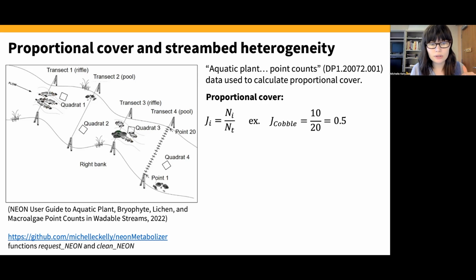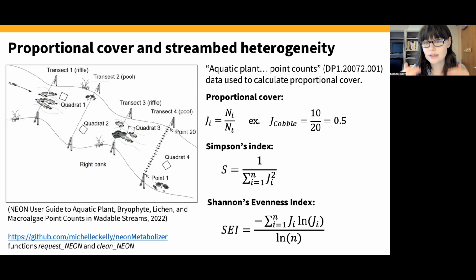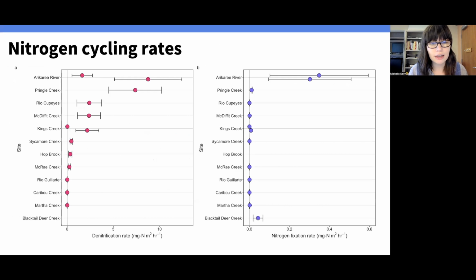And then what we also did was we calculated these indices of heterogeneity. So we calculated a Simpson's index using the proportional cover, and then we also calculated a Shannon's evenness index using the proportional cover. So now that we have a proportional cover, we're able to then scale the chamber rates we made on each substrate to a whole reach measurement of nitrogen fixation and denitrification. So these are the plots of those rates in these 12 NEON streams.